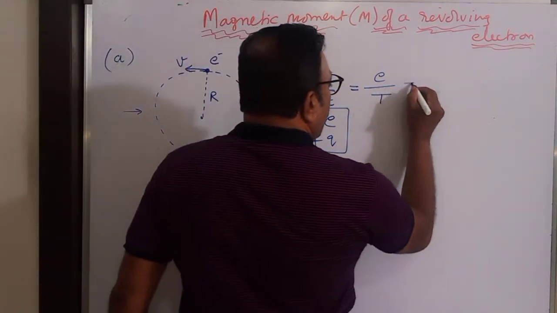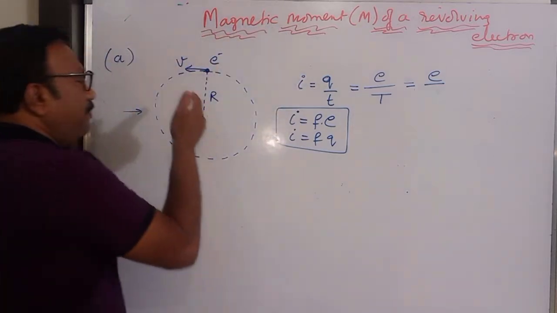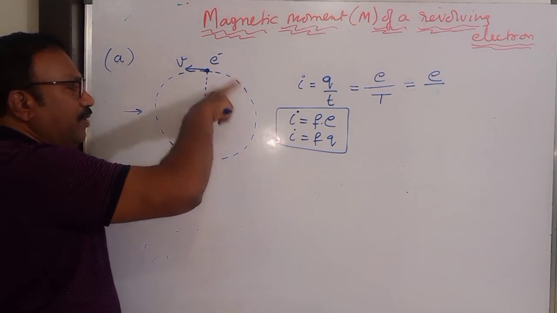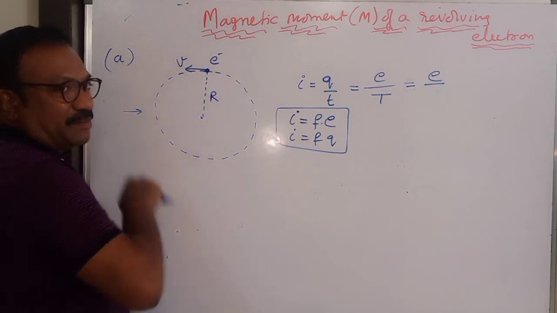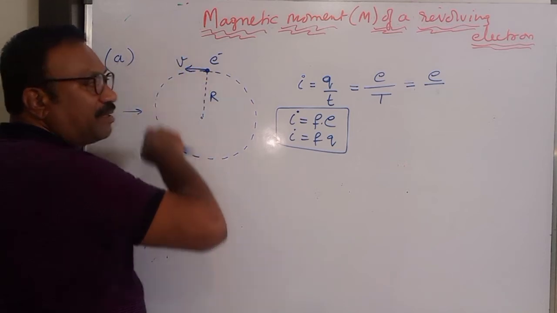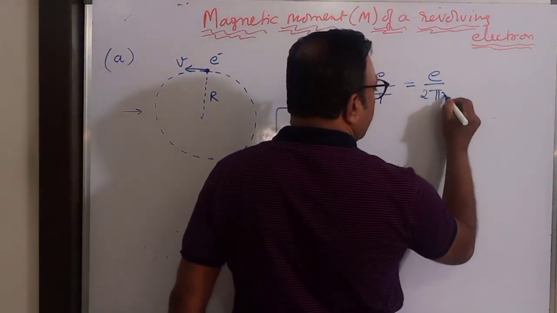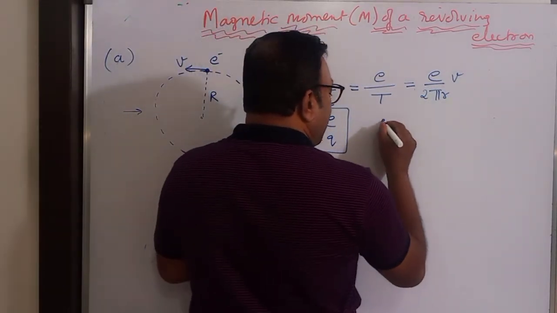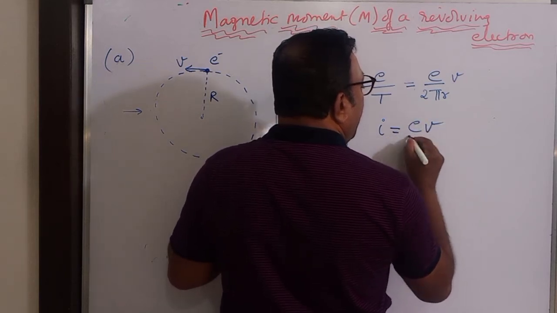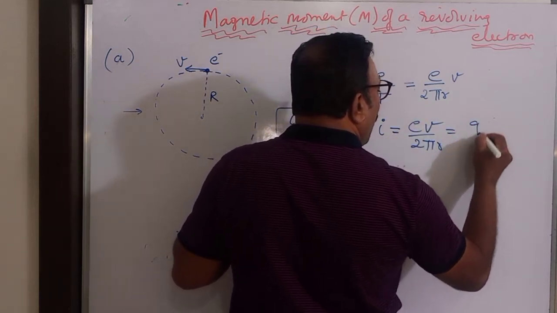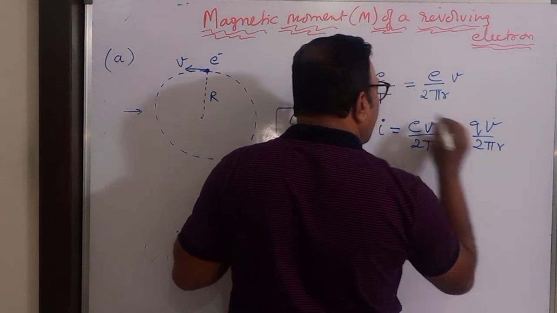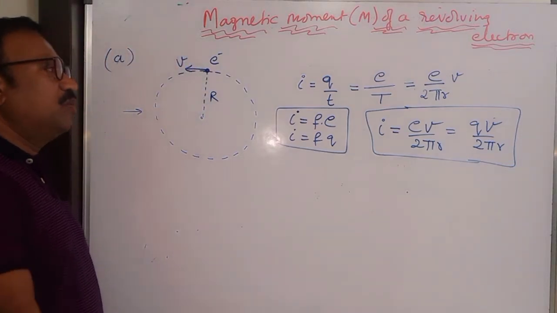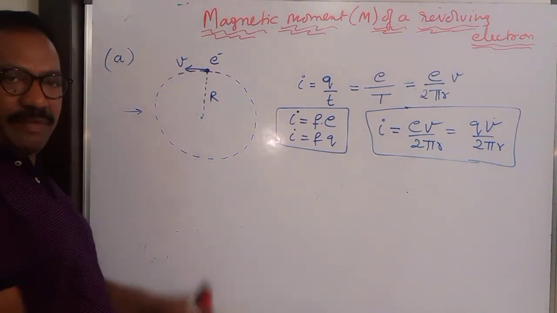Now this is equal to E divided by T. The time period is the time taken to complete one revolution. You know that time is distance by velocity. What is the distance? 2 pi r. So 2 pi r by velocity. Therefore, the current in the orbit is E into V by 2 pi r, or else Q into V by 2 pi r. If it is an electron you write E; for any other charged particle you can write its charge Q, no problem. So I got the current in the orbit now.